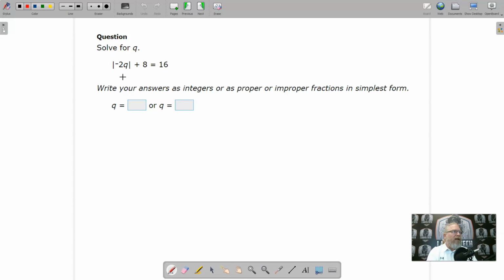Here we have the absolute value of -2q, and I'm going to add 8 to that, and then that should equal 16. Well, before I can do my two special cases, I need to isolate that absolute value portion of the equation. So let's go ahead and subtract 8 from each side. By doing that, it's going to get rid of those 8s, leave me with just the absolute value of -2q. And that would equal, and 16 minus 8 is going to be 8.